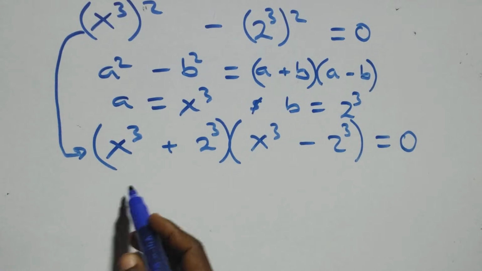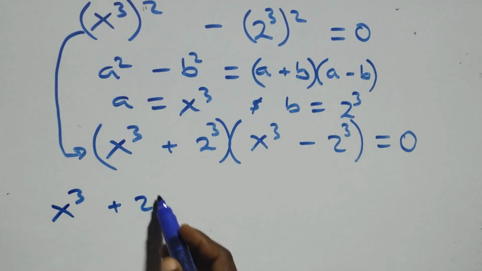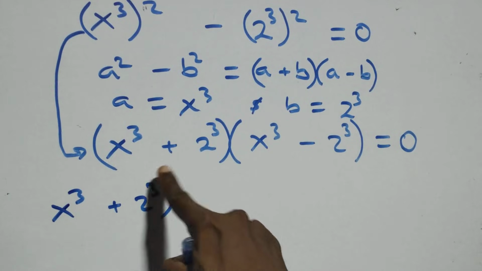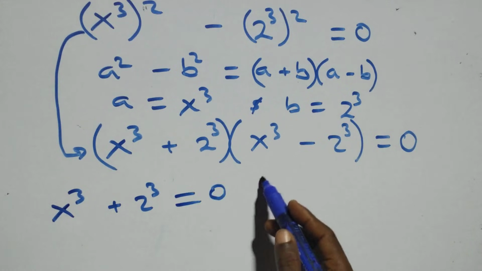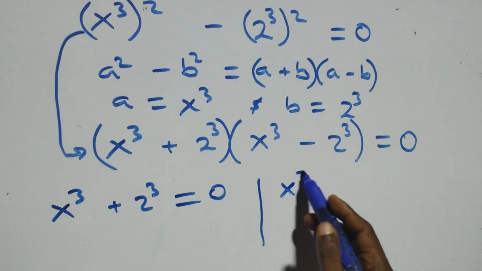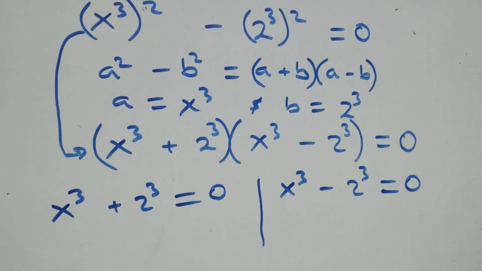Then here we have two possible cases: x raised to power 3 plus 2 raised to power 3 equals 0, or we have x raised to power 3 minus 2 raised to power 3 equals 0 here.